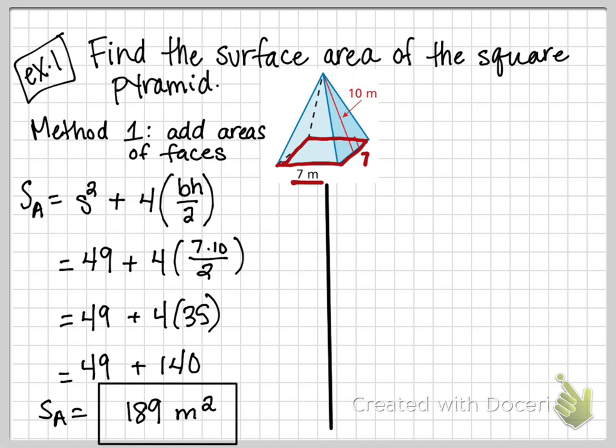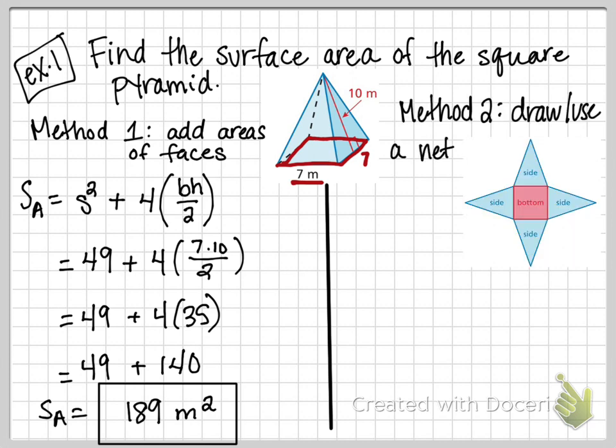Good? Okay, when you're using a net, please make sure you label. Each side of that square is 7. And we also know that the height of one of the triangles is 10, and that's a little right angle down there. It's just getting worse every time I draw it. We know it's a right angle.